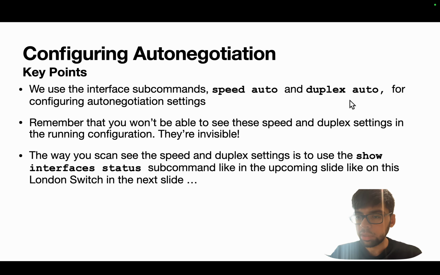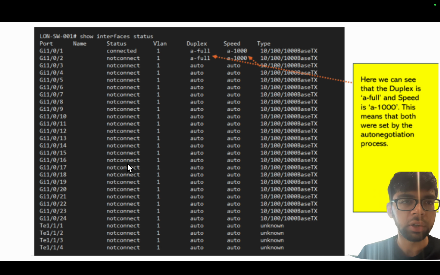But you have to remember, if you configure them, you will not see them in the running configuration. It doesn't show. It's invisible. If you want to verify your speed and duplex settings, you'd use show interfaces status, like in this example here of a London switch.